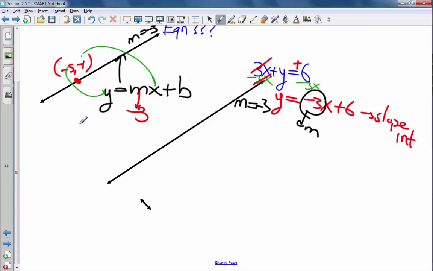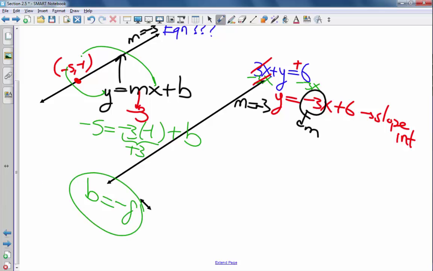So let's do this. Minus 5 equals minus 3, not x anymore, minus 3 times minus 1, right? Plus b, but isn't this plus 3 when you multiply out? Minus 3 times minus 1. And subtract 3 from the other side. B is, when you subtract 3 from both sides, minus 3. Minus 3b is? This is not negative 5?